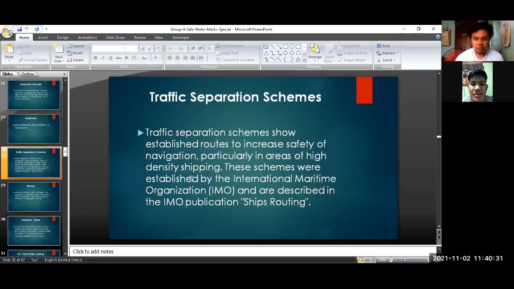Next is the traffic separation scheme. Traffic separation schemes show established routes to increase safety of navigation, particularly in areas of high density shipping. These schemes were established by the International Maritime Organization or IMO and are described in the IMO publication Ships' Routeing. So the best example of a traffic separation scheme is Singapore. Next slide.